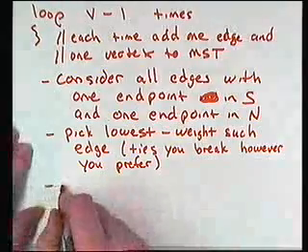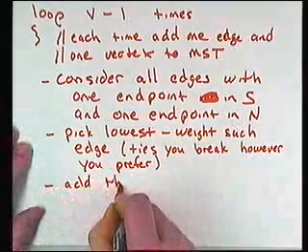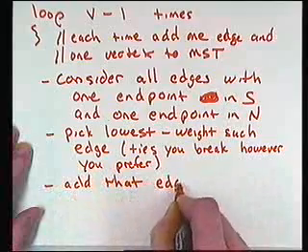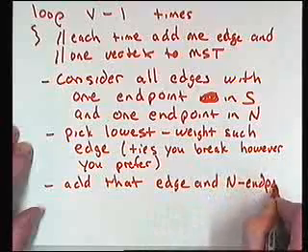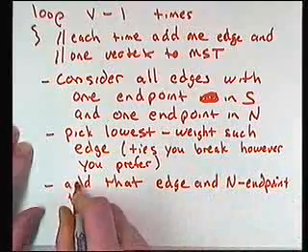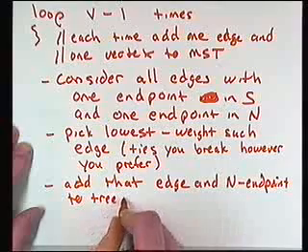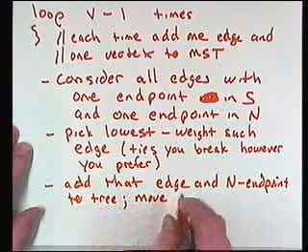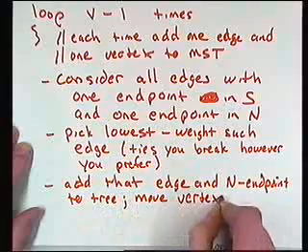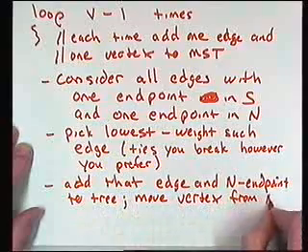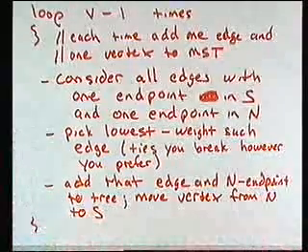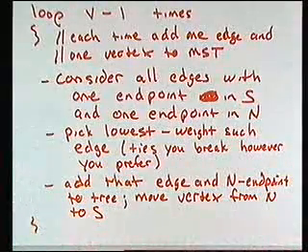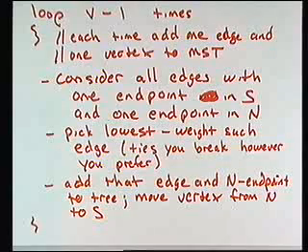And then you say, add that edge, and the N endpoint to the tree, move that vertex from N to S. And that's basically all there is to it. Of course, it's easier said than done, because this may not make sense yet until we go through an example. But this is basically the algorithm.